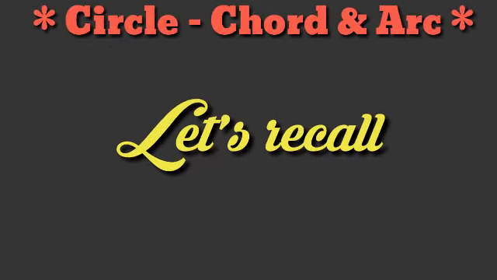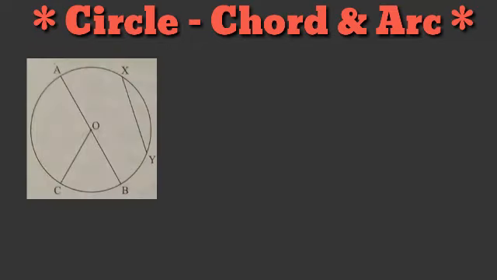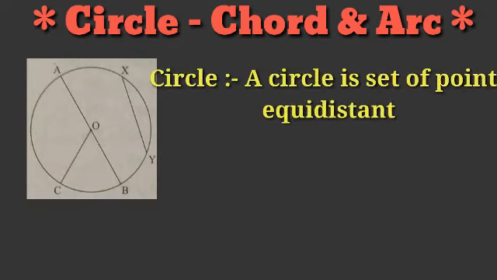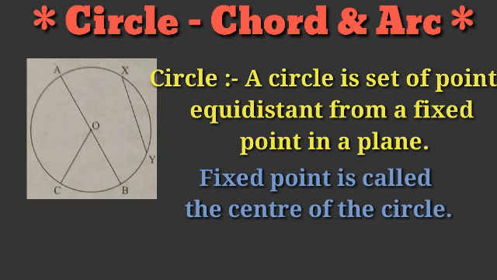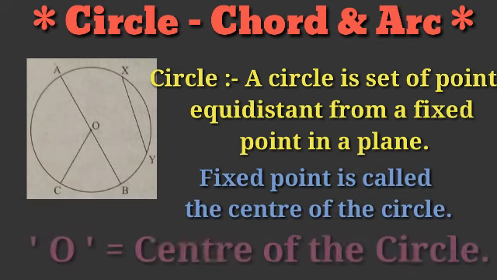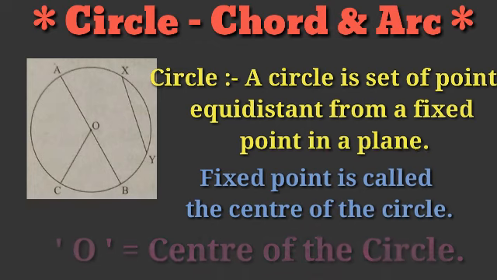Now students, before going ahead, let's recall what we have learned in our last standard. Here, suppose this is one of the figure of circle. Let's be aware of each concept one by one. What is meant by circle? A circle is a set of points equidistant from a fixed point in a plane, and that fixed point is called the center of the circle. So here in this circle, O is nothing but the center of the circle.